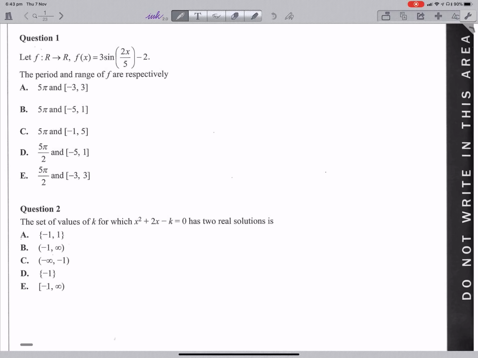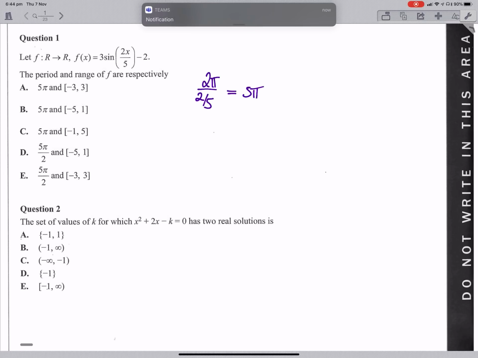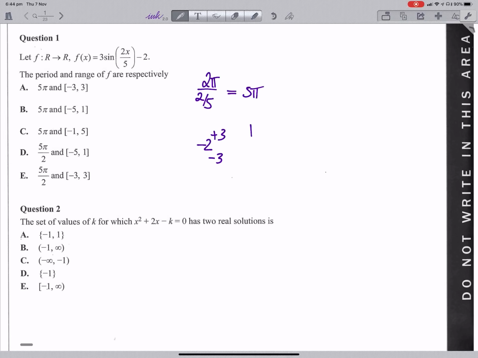Okay, first question: the period and range of the function respectively. Our period is 2 pi on 2 fifths, which is 10 pi on 2, which is 5 pi. And our range, our center is -2. If we add 3 and subtract 3, we're going to get 1 and -5. So -5 to 1 and 5 pi is B.